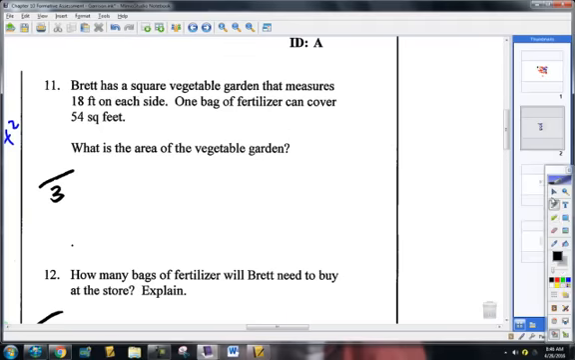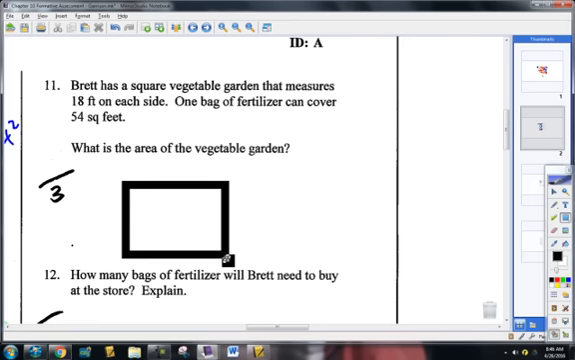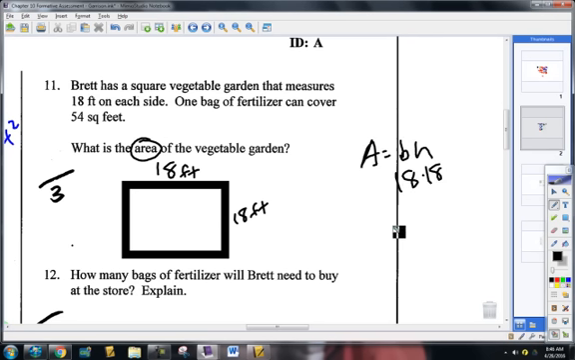Brett has a square vegetable garden that measures 18 feet on each side. I personally like to draw it. You guys didn't have to. I think it just helps you visualize it. It's a square, so you know it's 18 feet by 18 feet. So again, how many points is this worth? Three. Good. So that's going to be area equals base times height. So it's going to be 18 times 18, which is going to be 324 feet squared.